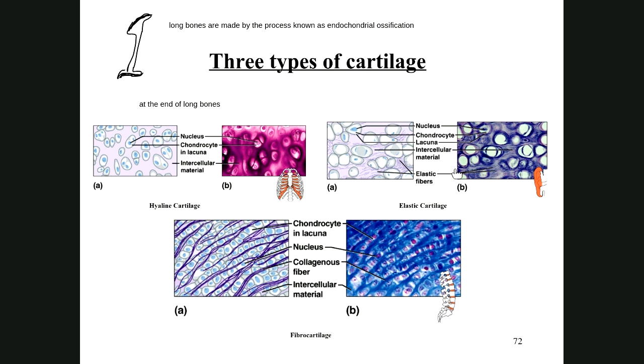Okay. The elastic type, a good example is the pinna of the ear, and it's just cartilage with elastic fiber that gives you elasticity. Fibrocartilage is the strongest one that you find here at the intervertebral disc. It's also at the pubic symphysis as well. Okay.